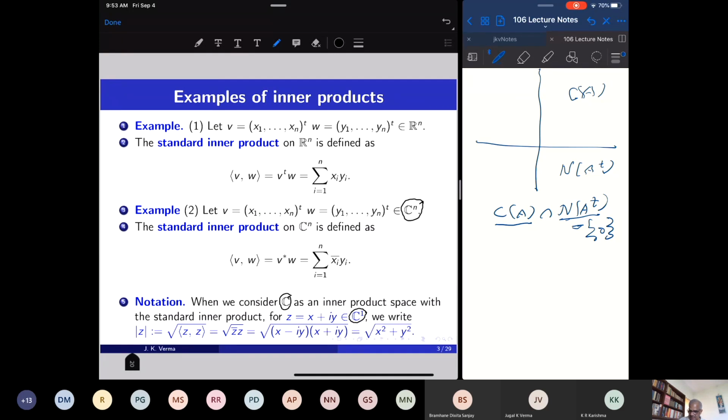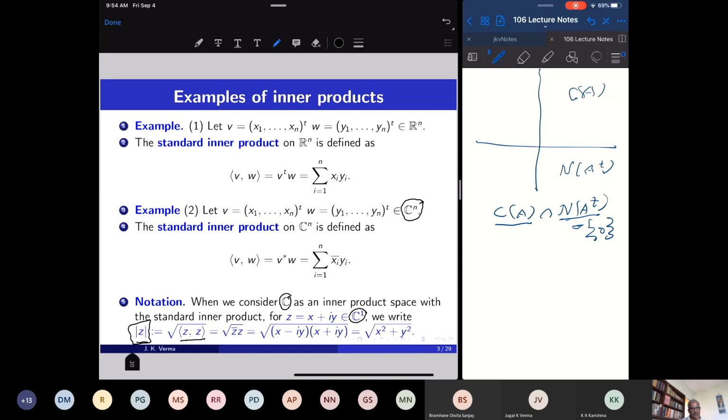C1 is same as C, and we know that absolute value of this complex number is square root of z bar z, but z bar z by our definition of standard inner product in Cn is simply the inner product of z with itself. So z bar z is (x minus iy)(x plus iy), and that is x square plus y square, so its square root is the absolute value of z. Therefore absolute value of a complex number is simply square root of the inner product of that complex number with itself.